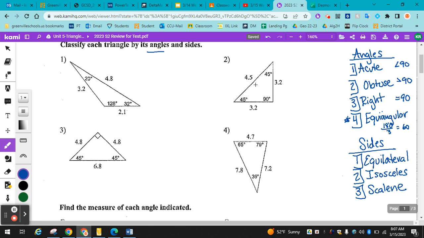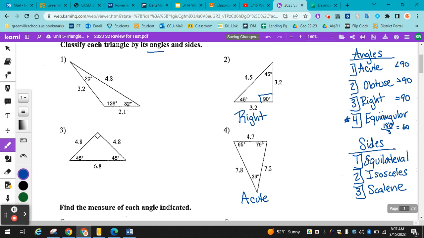So here I'm doing evens. We have a 90-degree angle. 90-degree angle is a right triangle. On 4, 36, 65, and 79 are all less than 90s, so we have an acute triangle.